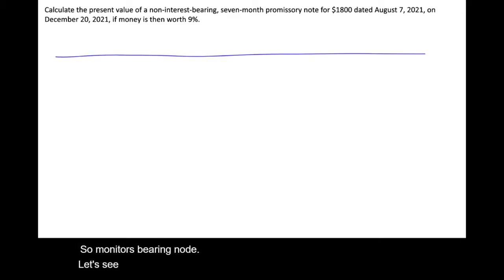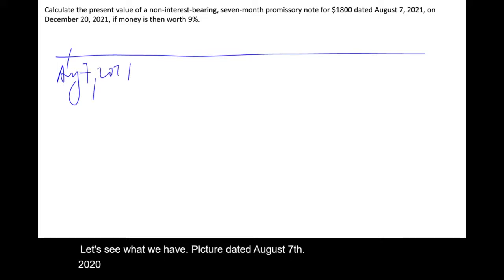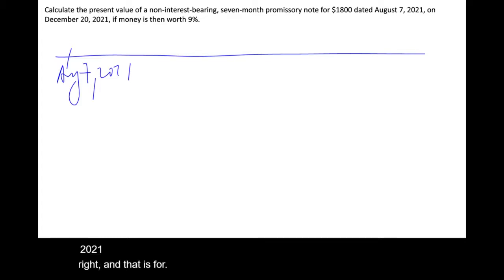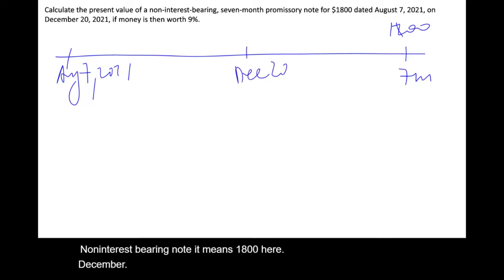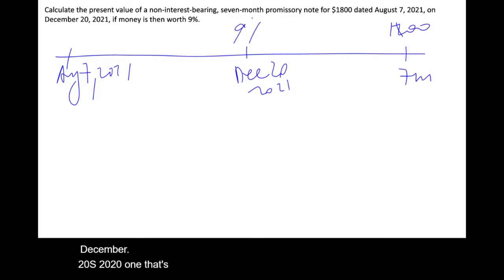So, non-interest-bearing note. Let's see what we have. Dated August 7, 2021, and that is for 7 months. Non-interest-bearing note means 1800 here. And December 20th, 2021, money is worth 9%. So the first step is done.